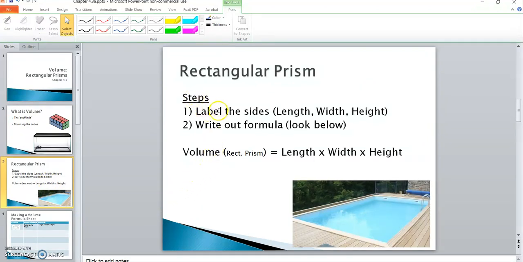Okay, so the very first shape is a rectangular prism, and we previously learned about rectangular prism for surface area, but of course now we'll be doing volume. So we're going to be labeling the sides, the length, the width, and the height, and then we're going to be writing out the formula, which is just length times width times height.